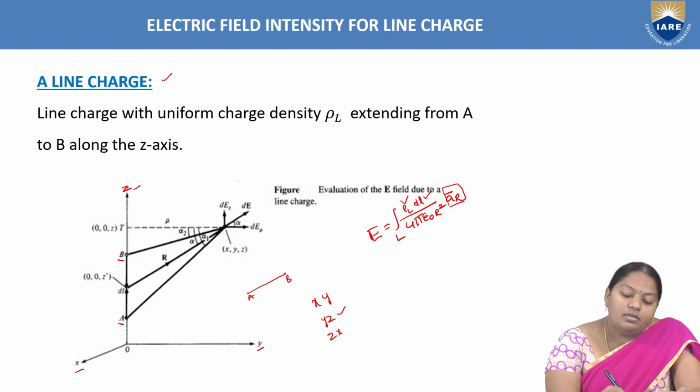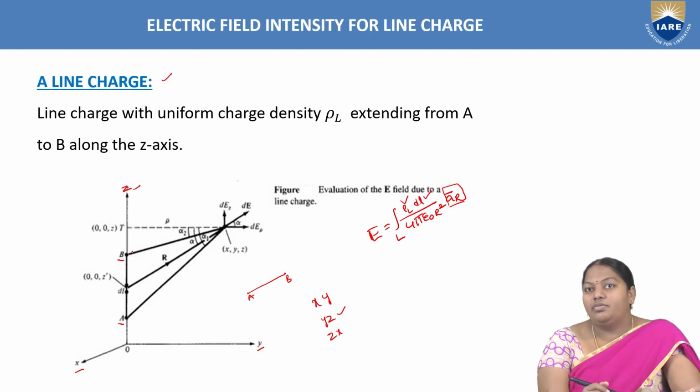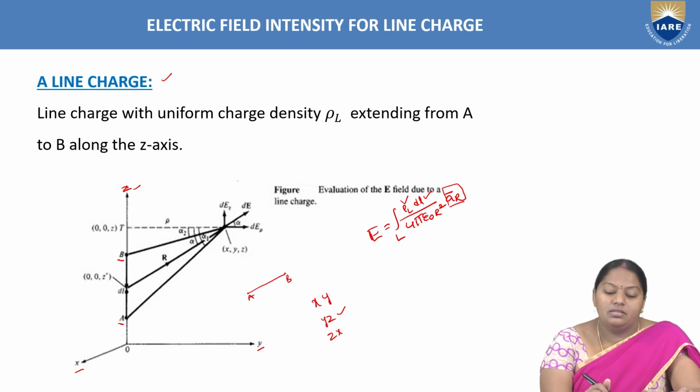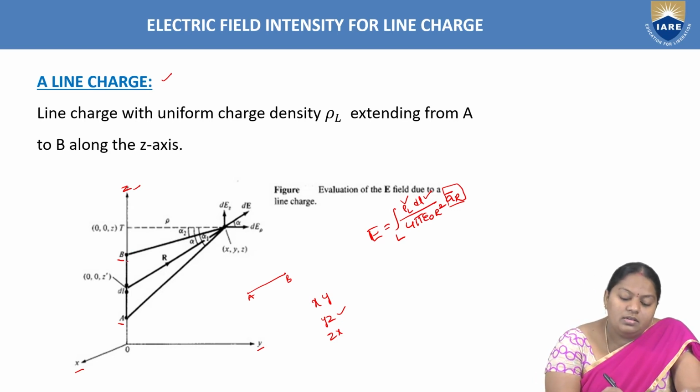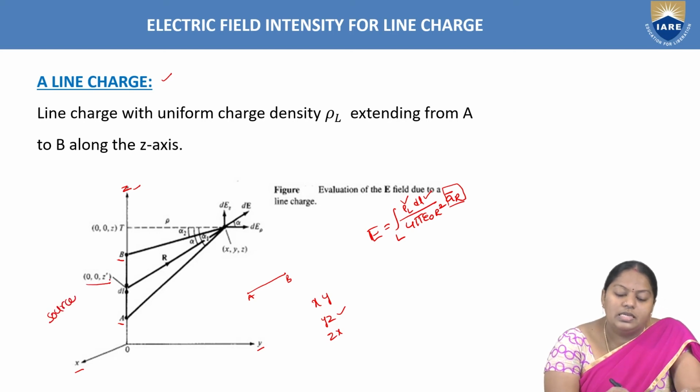This finite length of the conductor we'll estimate first. Then if it extends towards minus infinity as A and towards plus infinity as B, how much is the electric field intensity? That also we'll analyze. AB is the finite length of the conductor, and dL at this particular point is called the source point. So 0, 0, z dash is called the source point, and x, y, z are denoted as the field point.